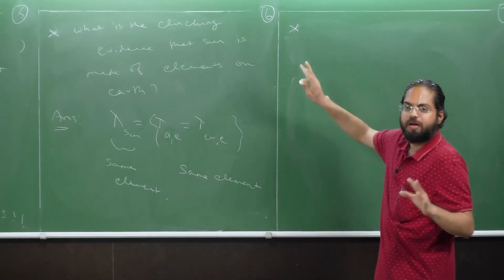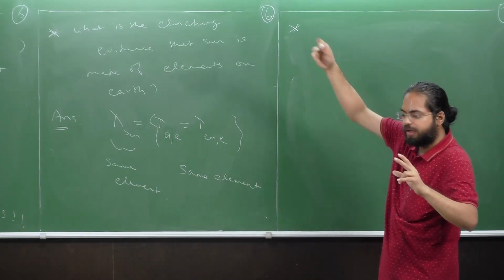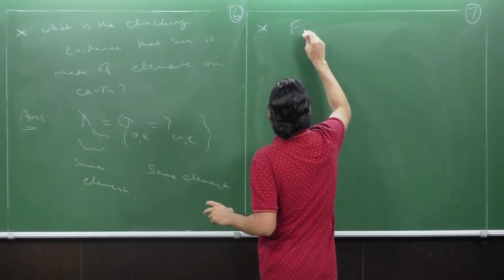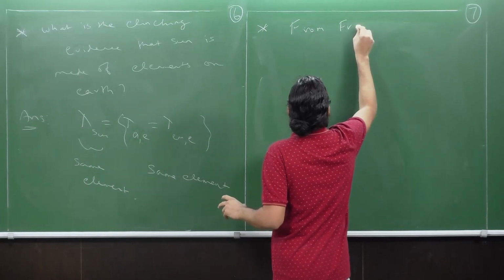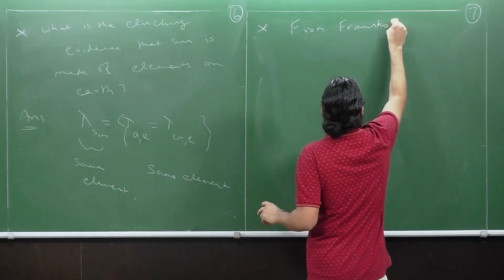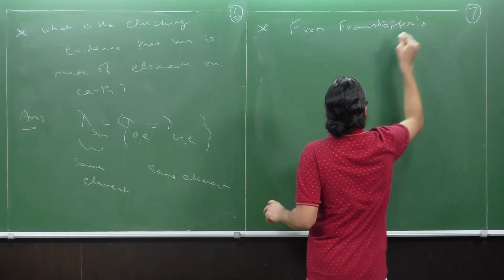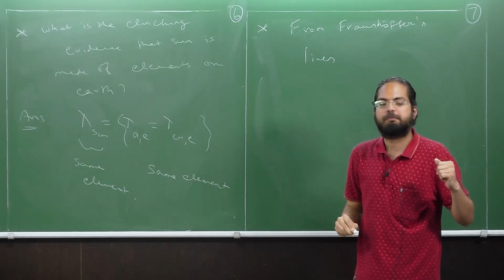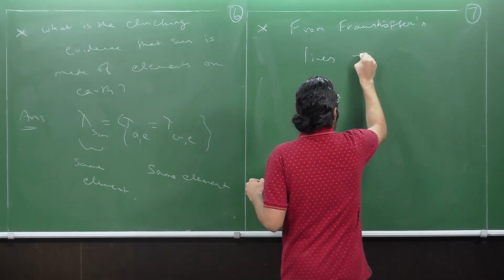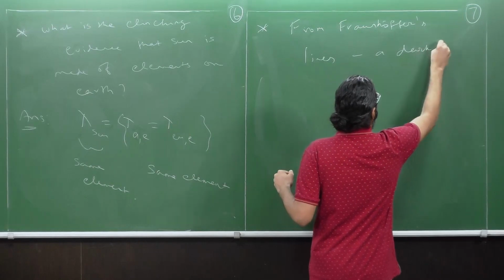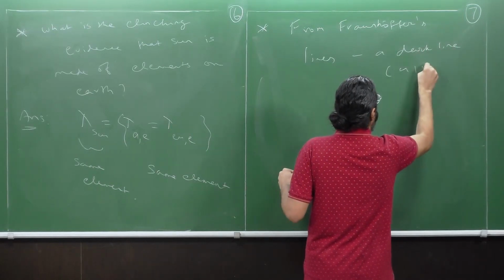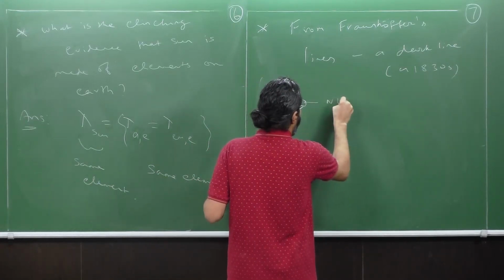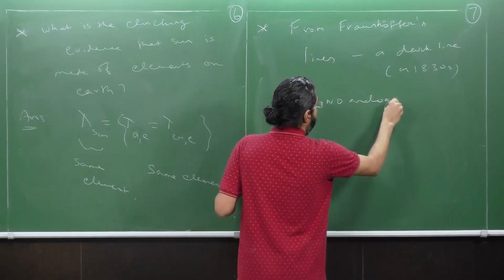I'll give you one real cool fun fact from the elements found on the sun. From Fraunhofer's lines, people also found a specific dark line, we're talking about the 1830s, for which there was no analog on Earth.